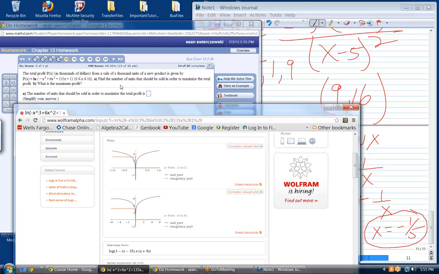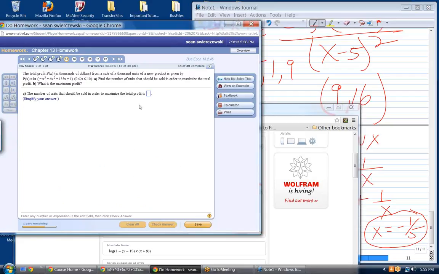So if they're going to say find the number of units that should be sold in order to maximize the total profit, I maximize this number when I let x equal 10 clearly from this graph. I mean, 10 is over here on the bottom graph, but it's a typical log function. It rises slowly. So the number of units, 10. There we answered 10.